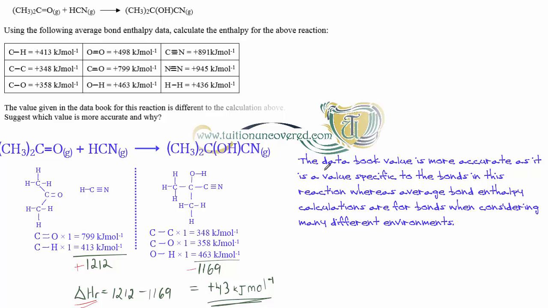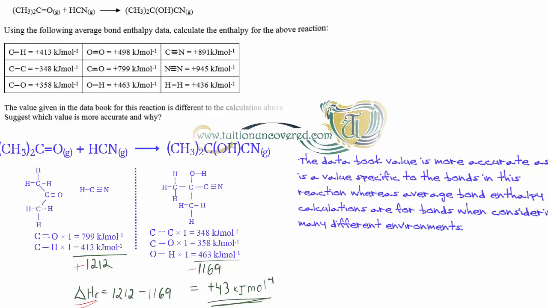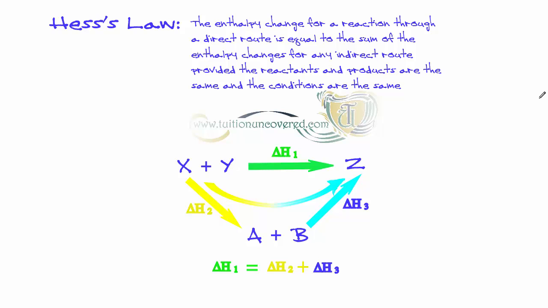Finally, our answer, the data book value is more accurate as it is a value specific to the bonds in this reaction. That's this reaction here. Whereas the average bond enthalpy calculations, this down here, are for the bonds when considering many different environments. I'm sure you all got the same answer for yourselves. I'll go through more examples in the Q&A video. For now, let's move on to Hess's cycle. So we're now going to look at Hess's law.